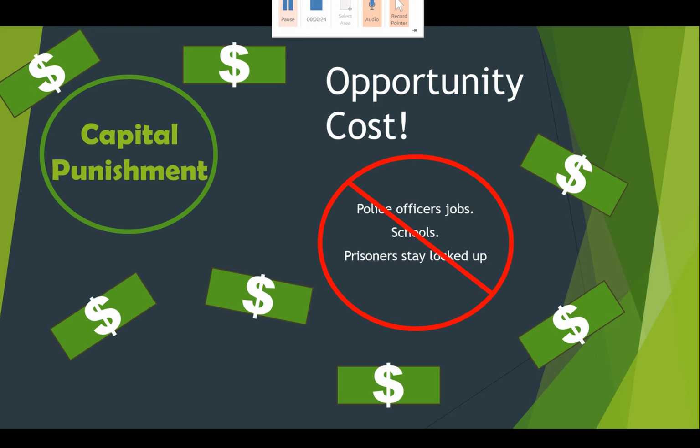Not only does capital punishment have a negative effect on the economy in these ways, but it costs every state that enforces these punishments millions of dollars more than it would to just give life imprisonment without the chance of parole.